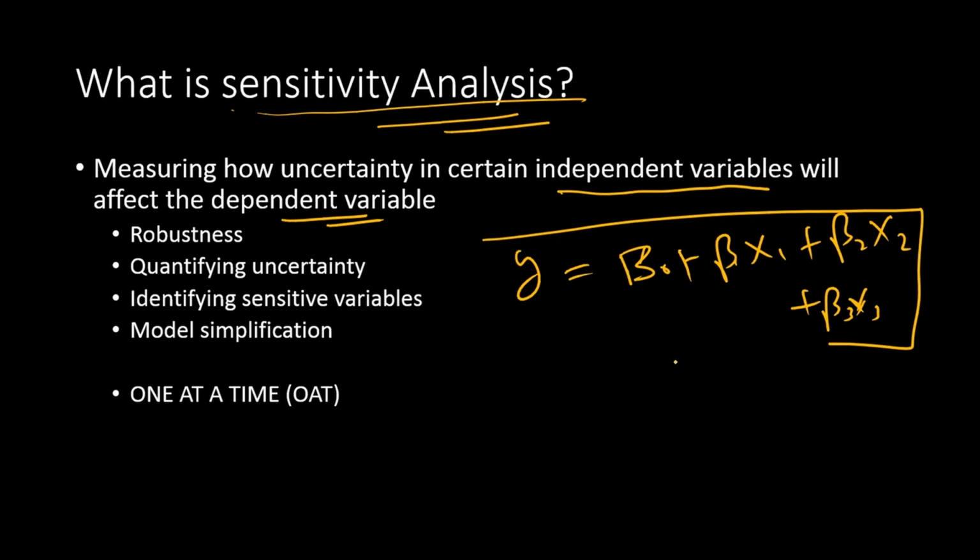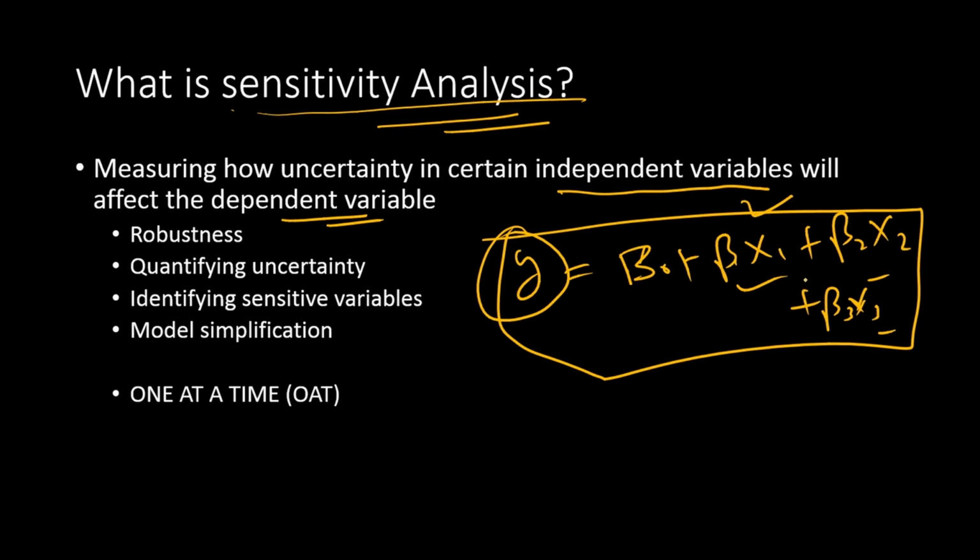So here is a model: Y is equal to beta naught plus beta 1 x1 plus beta 2 x2 plus beta 3 x3. There are three independent variables, x1, x2 and x3. Now, how do you know which one of these variables is very important for your model, and if there is a slight change in such a variable, there will be great impact on your dependent variable? Some of the variables will be very important. Let's say x1 is very important in your regression.